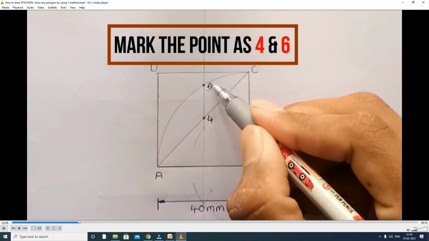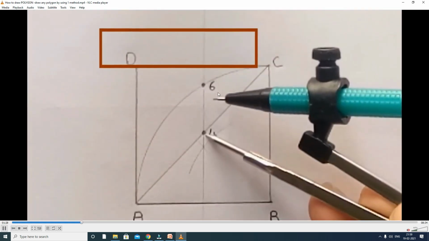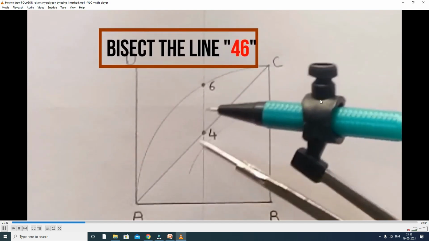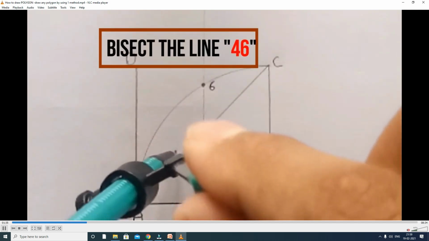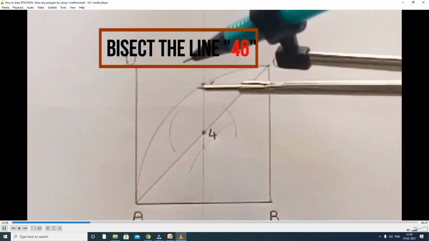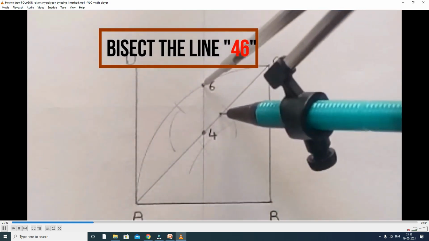This vertical line intersects A to C, and at the same time this curve also intersects that vertical line. Now you observe clearly here, the point where the vertical line intersects A to C is called 4 and the curve point is called 6.